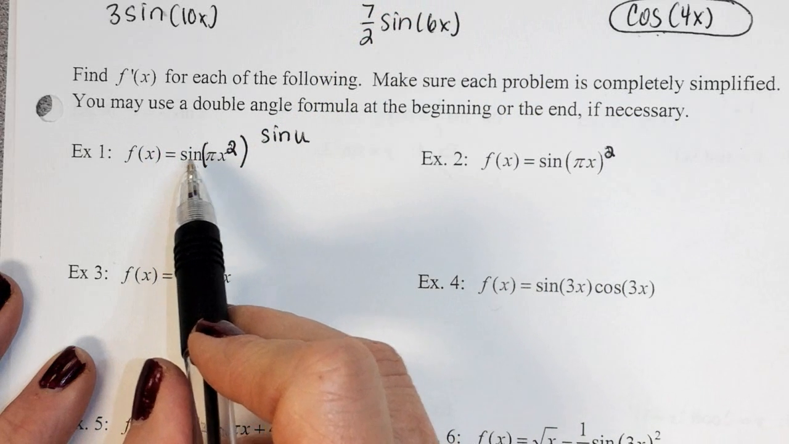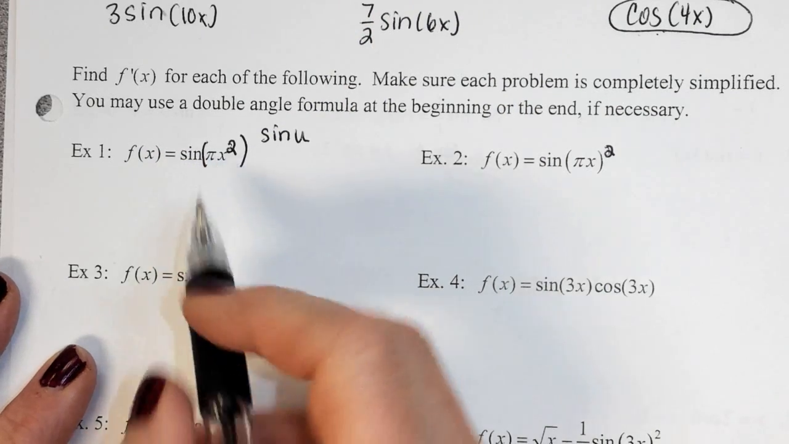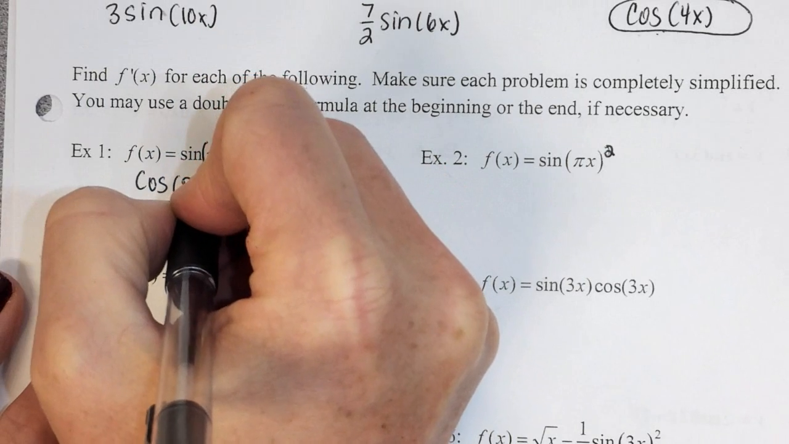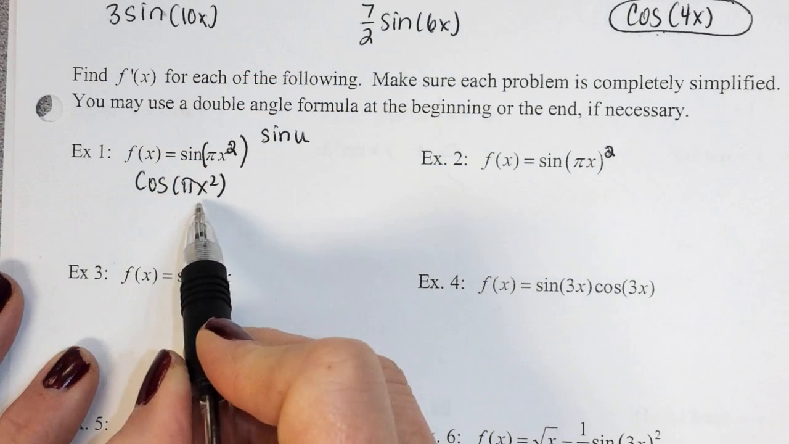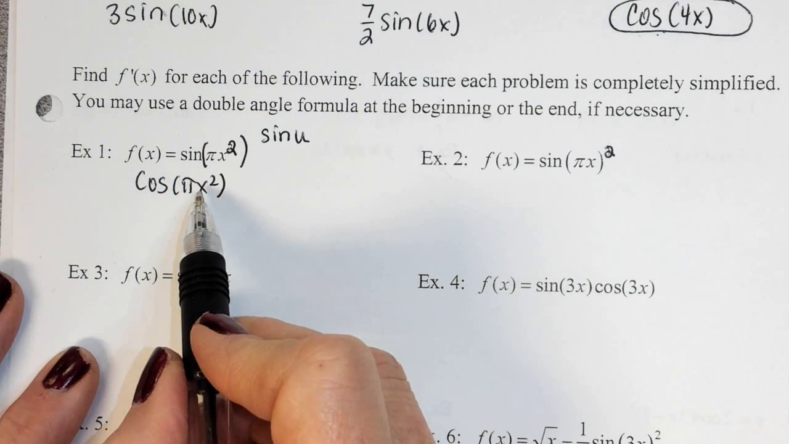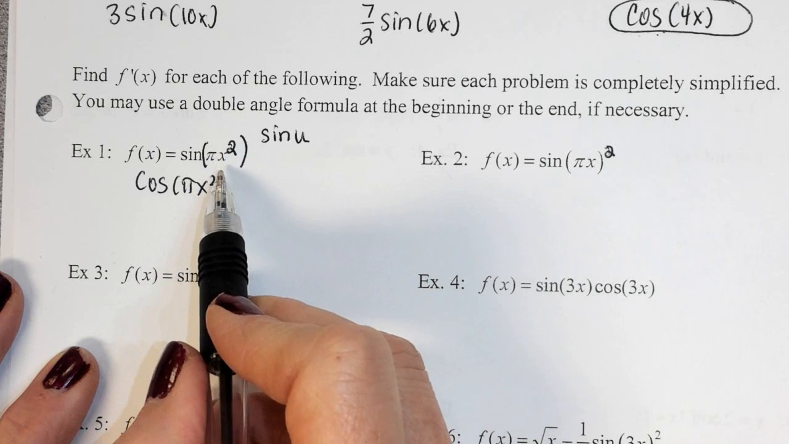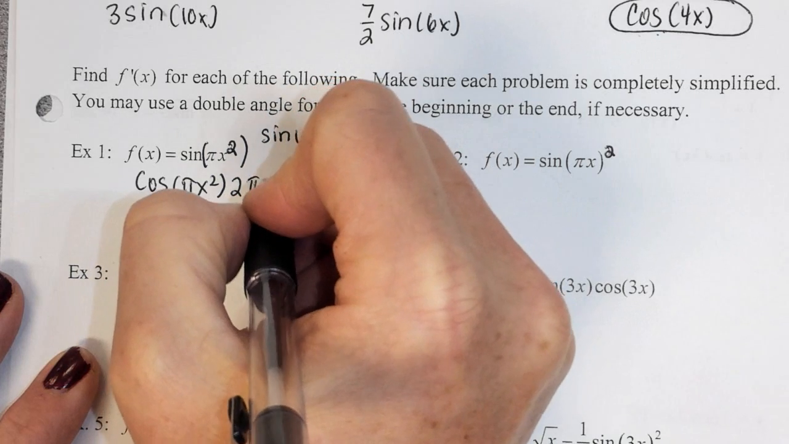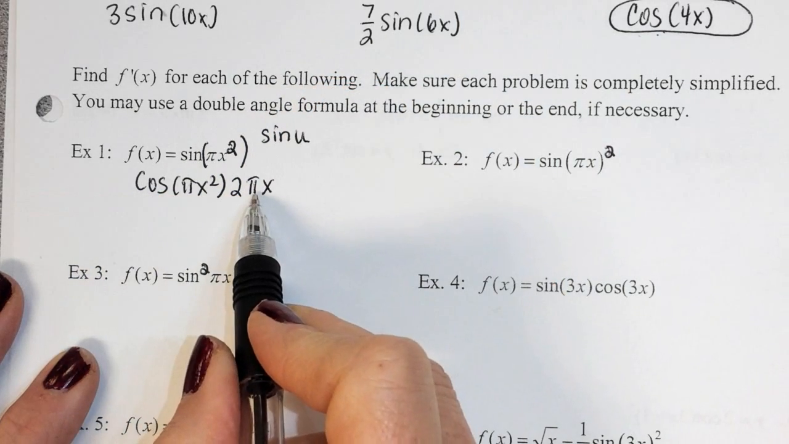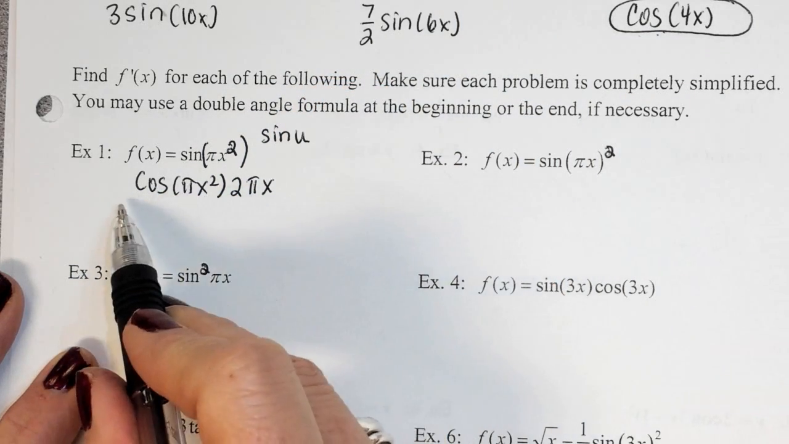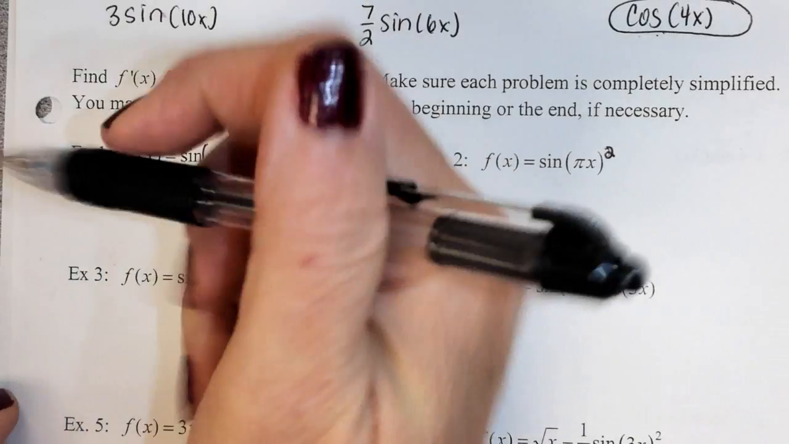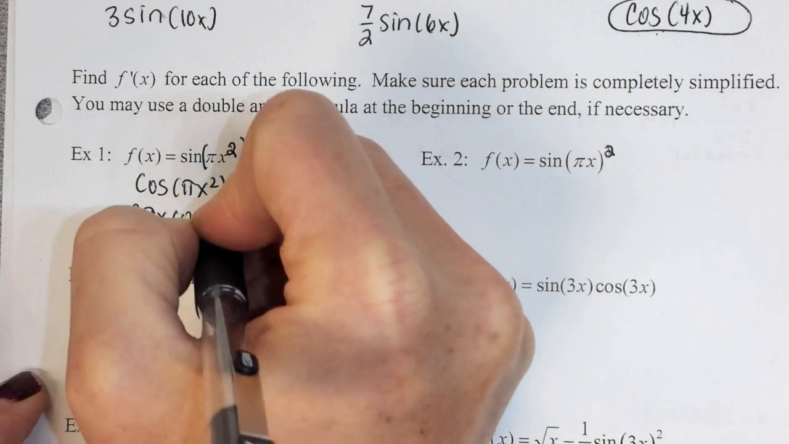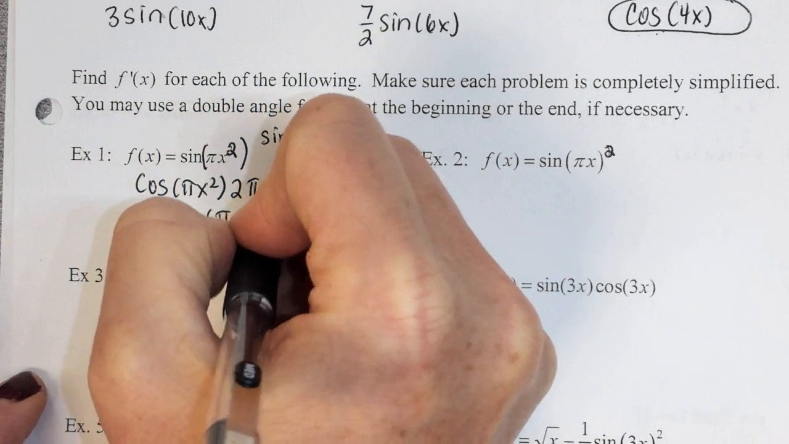So the derivative then of sine u is just going to be cosine of u, then times the derivative of the u. So what is the derivative of the u going to be? Right. And now this, do I multiply this by the angle or does it go in the front? It goes in the front, doesn't it? So this is going to be 2 pi x cosine of pi x squared.